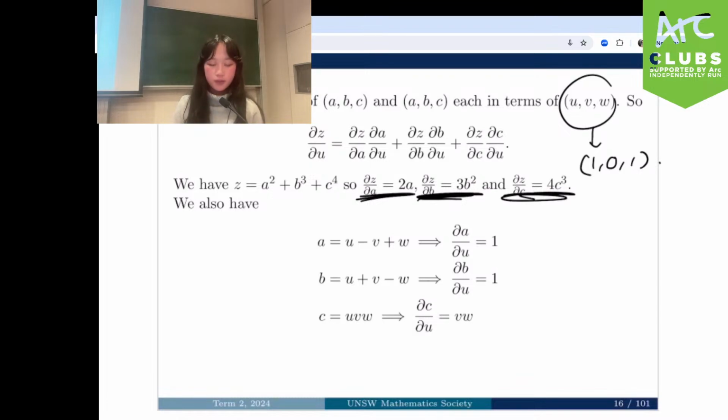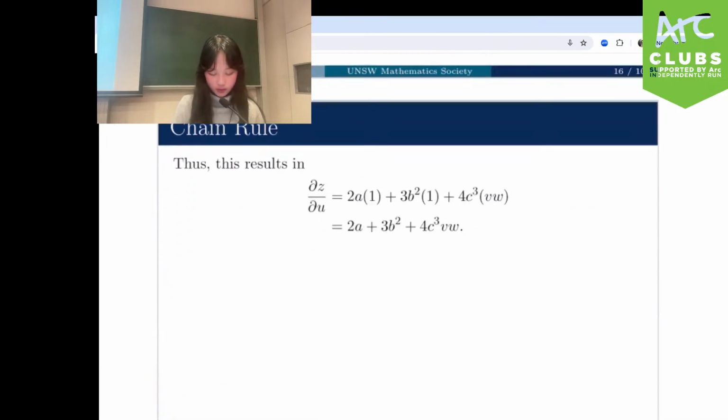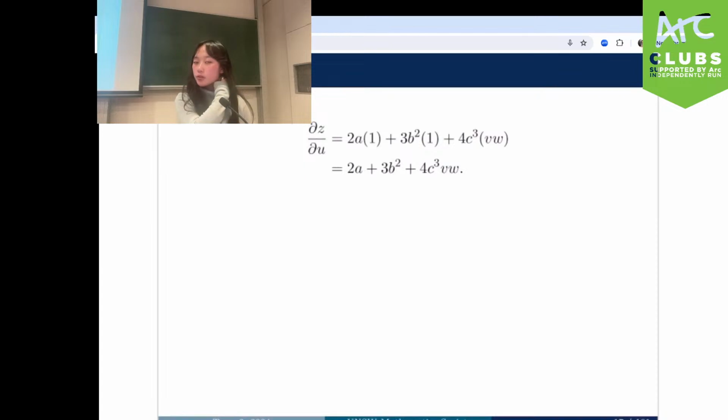So, what this gives us is the partial derivative of a is 1, partial derivative of b is 1, partial derivative of c is vw. So, we can put this in here, and what we get is this.